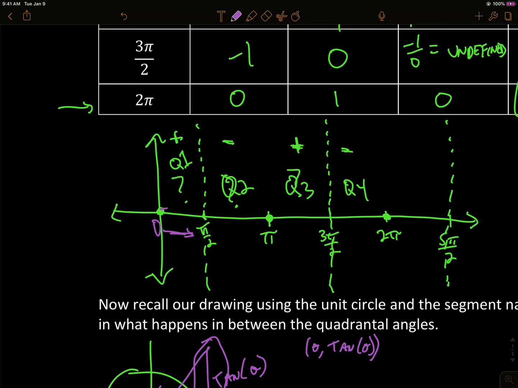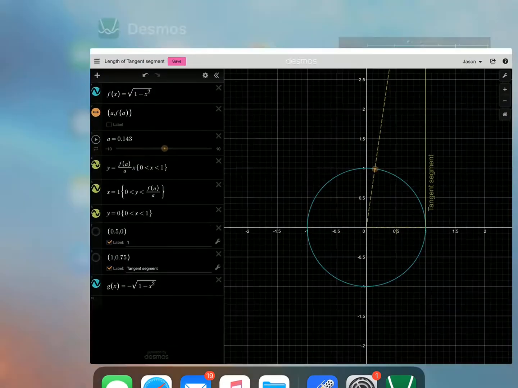We start at 0 and it starts growing slowly, but then it grows faster and faster and grows unbounded and goes up to infinity. Okay? And it's above the axis because remember in quadrant 1, our tangent is positive. Now, what would happen in quadrant 2?